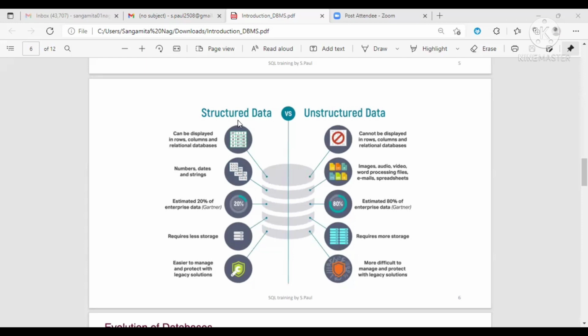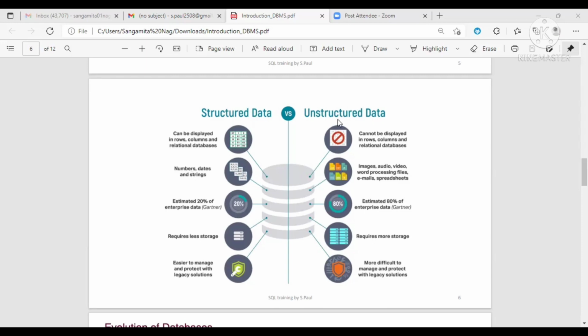And in structured data, we can define data types, right? As we have name in the previous example, name is a string data type, so it will be varchar or a character type. Similarly, date will be of type date, and any numerical value like age. Age will always be a number, so we can define integer or decimal for the age field.